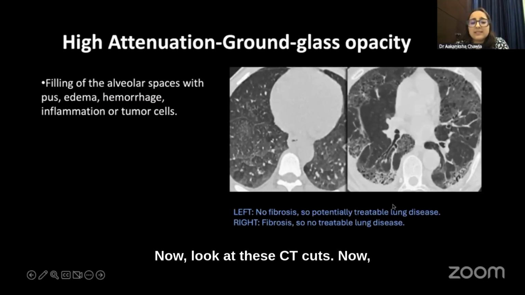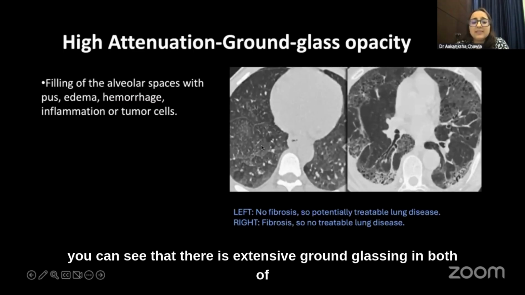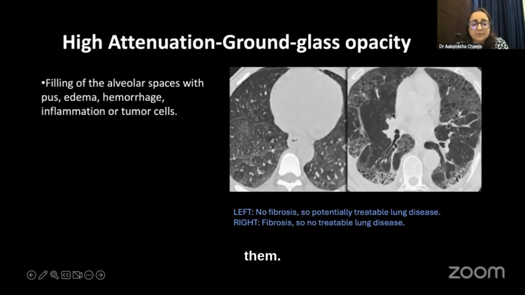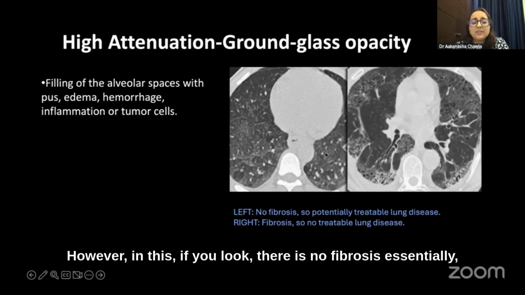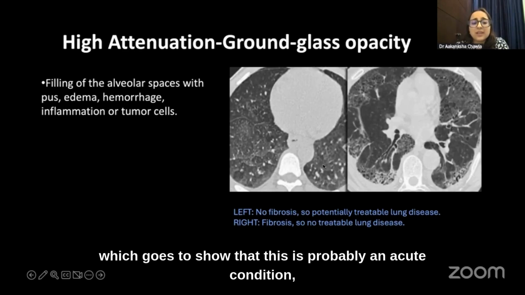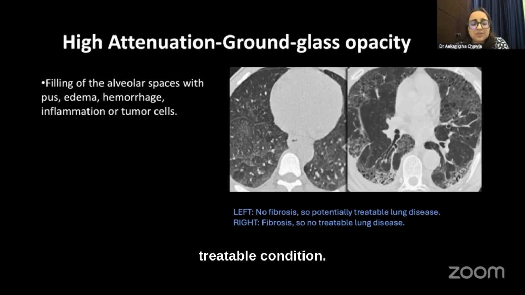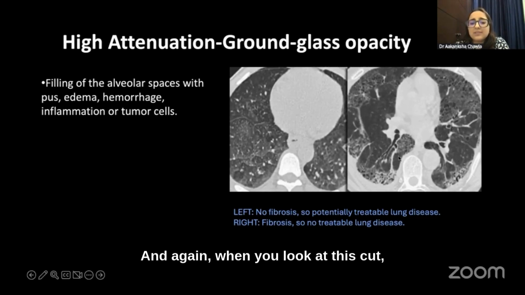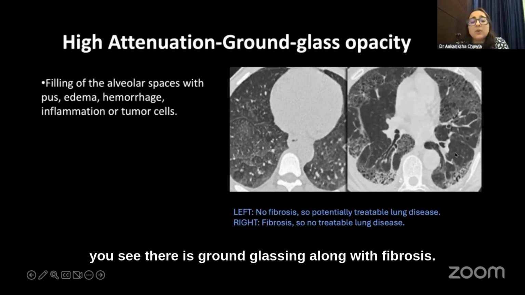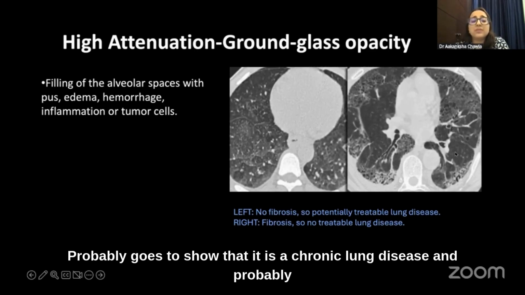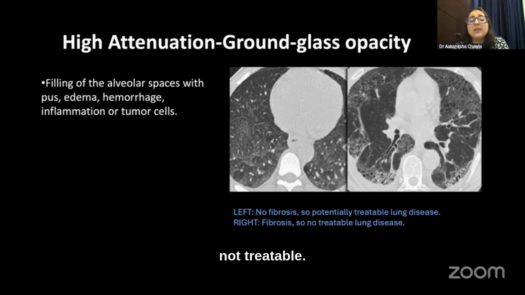Now look at these CT cuts. You can see that there is extensive ground glassing in both of them. However, in this one, if you look, there is no fibrosis essentially, which goes to show that this is probably an acute, treatable condition. And again, when you look at this cut, you see there is ground glassing along with fibrosis. Probably goes to show that it is a chronic lung disease and probably not treatable.